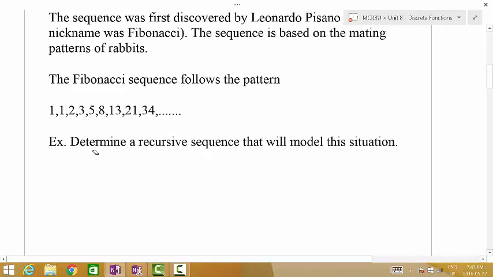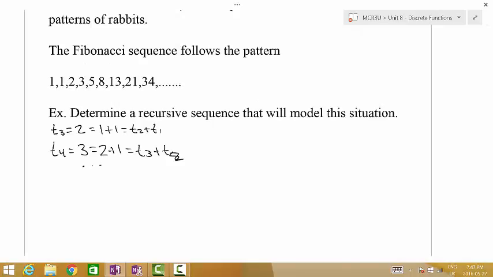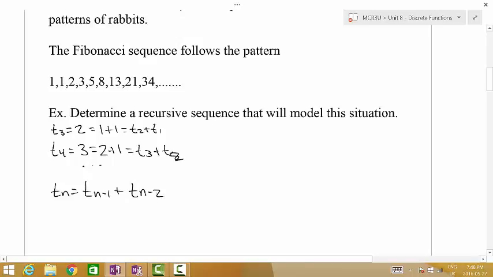So we'll write that down. Again, like I said, T3 equals 2, which is 1 plus 1, or T2 plus T1. T4, if we look at it, is 3, or 2 plus 1, which is T3 plus T2, and we could go on and on and on. Essentially, t to the n, whatever term we're looking for, is going to be equal to t to the n minus 1 plus t to the n minus 2.